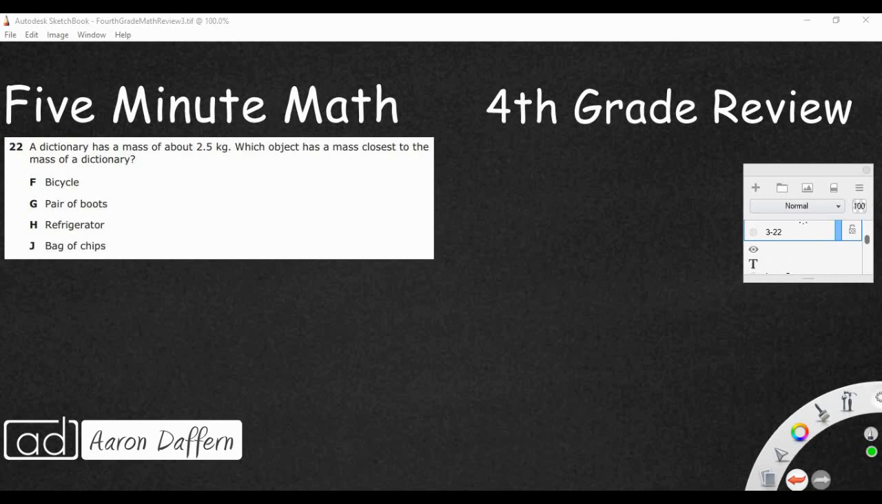So all we know here is we have a dictionary. So let's see if we can kind of draw a dictionary here. It's an open book. Most of us might not have actually used a dictionary. That's an old paper book, but they can be kind of heavy. So we're going to say this is 2.5 kg, which means kilograms. And then which object has a mass closest to the mass of a dictionary? So which of these four objects is going to be about 2.5 kilograms or have about the same mass as this dictionary? Definitely not a bicycle.